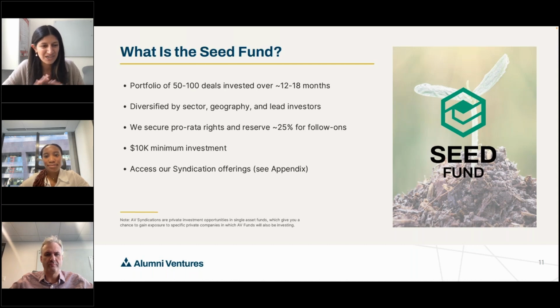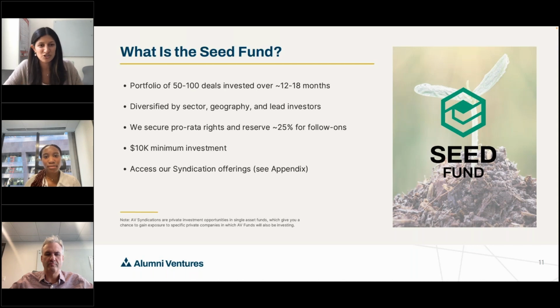And so we've invested in companies that fall across that spectrum, which is really exciting, and it's sort of risk adjusted as well. But in that vein, AV Seed is really sourcing between 50 and 100 companies over a year and a half time frame. It's diversified by sector, geo, and lead investors. And we actively secure these pro rata rights so we can utilize our reserves and chase our winners. And that's kind of the intentional part of the seed team here.